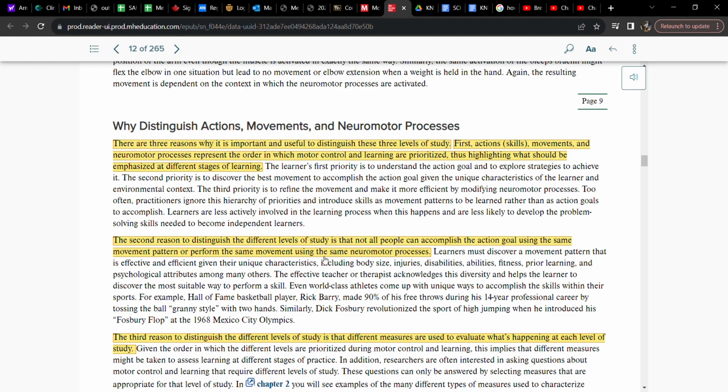The second reason to distinguish these levels of study is that not all people can accomplish the action goal using the same movement pattern or perform the same movement using the same neuromotor process. So we all learn a little bit differently. We all move a little bit differently. We need to use these strategies accordingly so that people can learn as efficiently as possible.